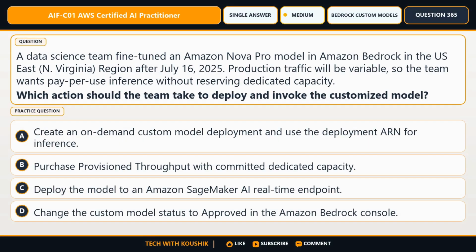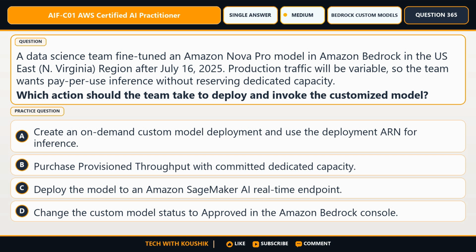Question number 365. Find the decisive clue before choosing. Next, we enter the topic of Bedrock custom models. Look for the wording that eliminates the distractors. A data science team fine-tuned an Amazon Nova Pro model in Amazon Bedrock in the U.S. East, Virginia, region after 16 July 2025. Production traffic will be variable, so the team wants pay-per-use inference without reserving dedicated capacity. Which action should the team take to deploy and invoke the customized model?